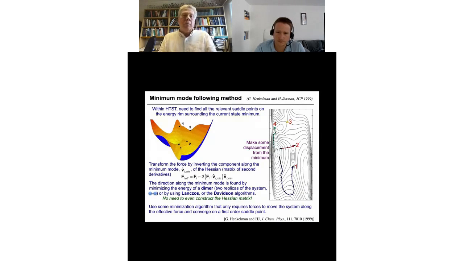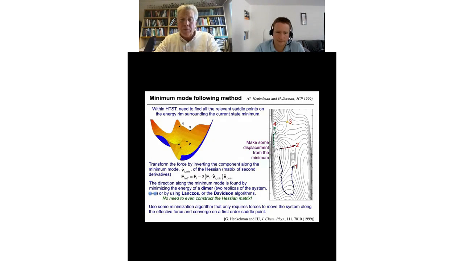And how do you find the minimum mode? There are many ways of doing that. What we came up with was this sort of a dimer method. You have to make two replicas of the system, keep them at a certain distance, and then you just rotate the dimer and ask, what is the lowest energy orientation of that dimer? The lowest energy orientation is indeed when you are lining the dimer along the minimum mode. But one can also use Lanczos. That's an iterative method for finding essentially eigenvalues and eigenvectors. It converges first on the extrema, so the lowest and the highest actually.